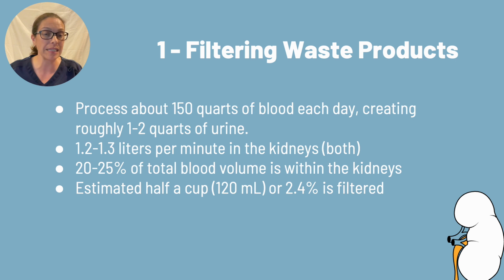1.2 to 1.3 liters per minute of blood flow through your kidneys. That's about 20 to 25% of your total blood volume. That's an enormous amount of blood, but realize that of that total amount, only a very small amount is actually filtered to create this urine. So although there is an enormous blood supply, not all of the blood is going to be sorted out. It's going to take its turn, okay?